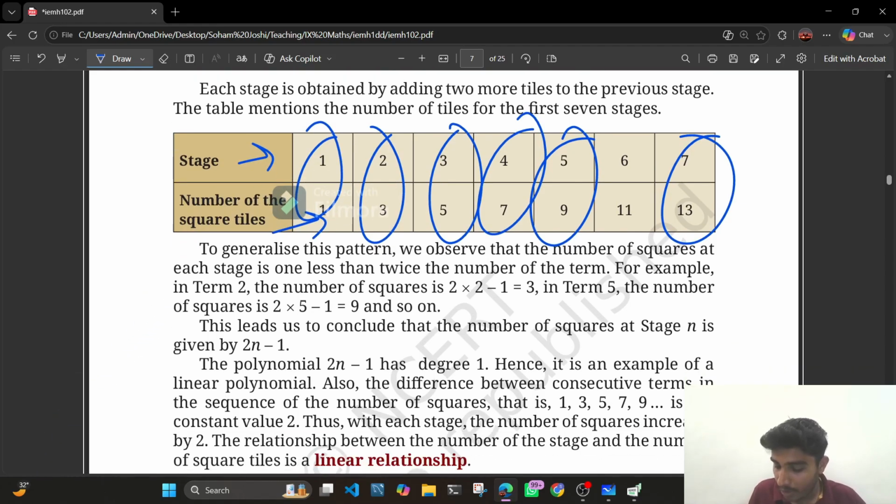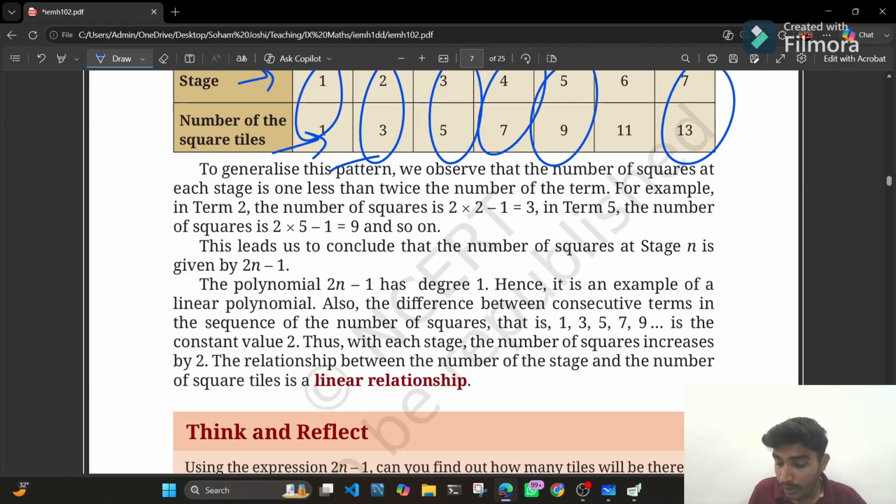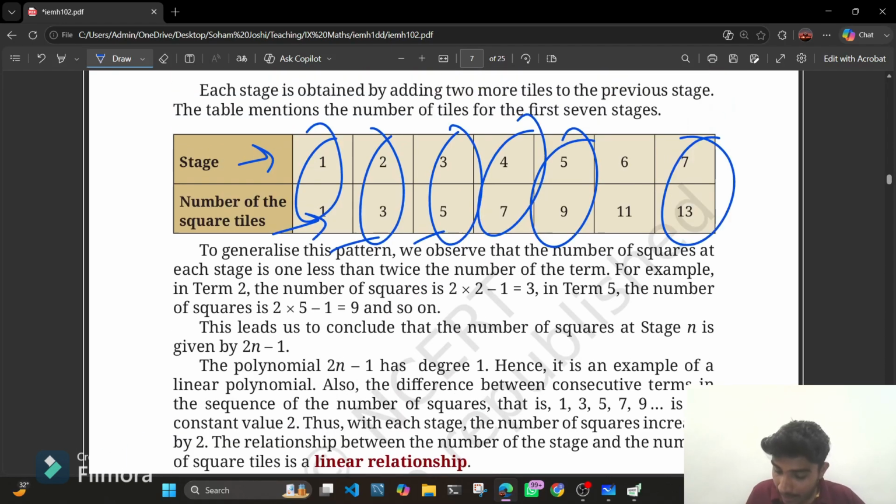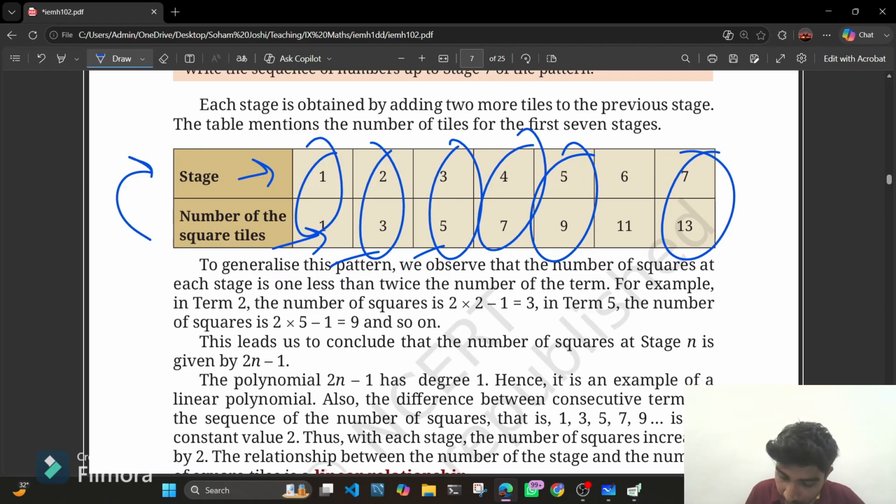the number of square tiles also increases, and that follows a linear pattern because the difference between any consecutive number of square tiles is always 2. You can see over here. So that is why these both factors form a relationship with each other.